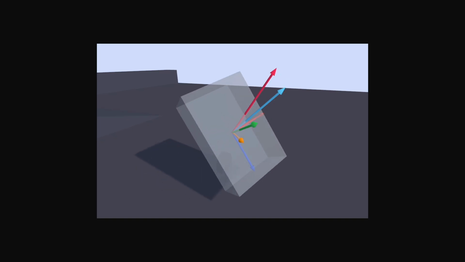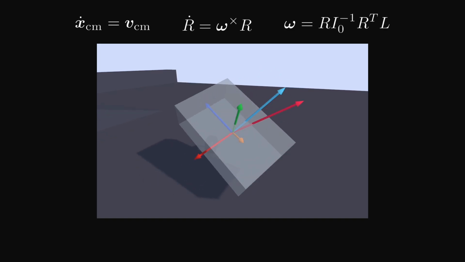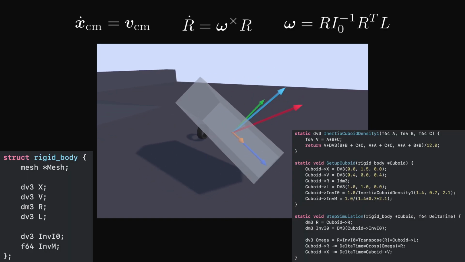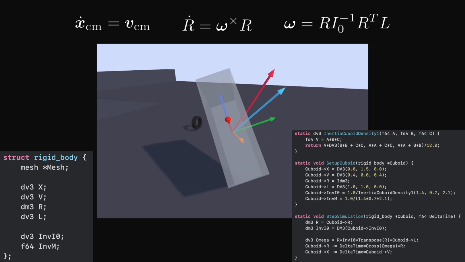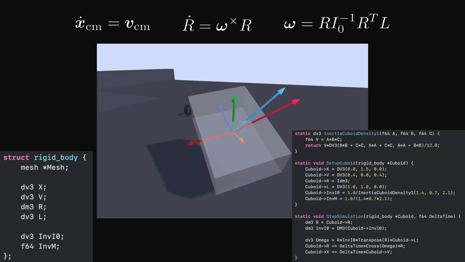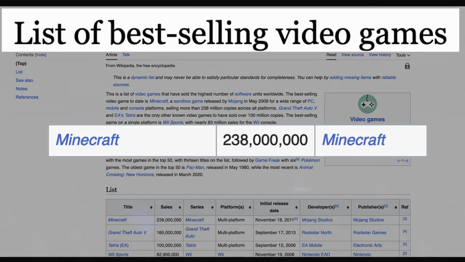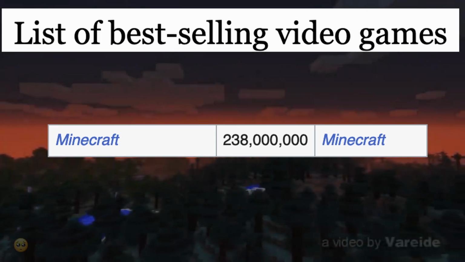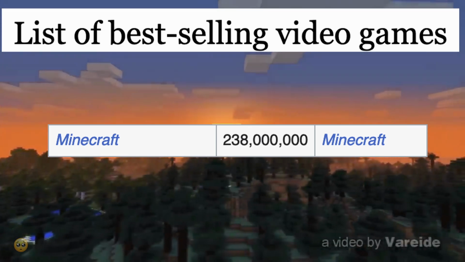In the last episode, I explained the basic equations for 3D rigid bodies and showed you how I implemented them in my game for a single cuboid. But who wants a game that's just made up of cuboids, right? Let's go to a place where everything is made of blocks.